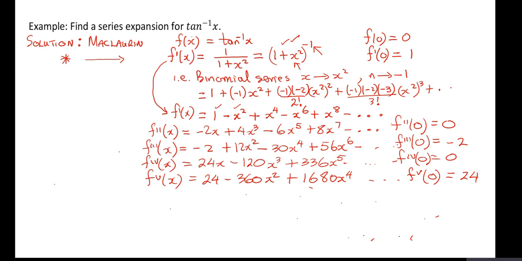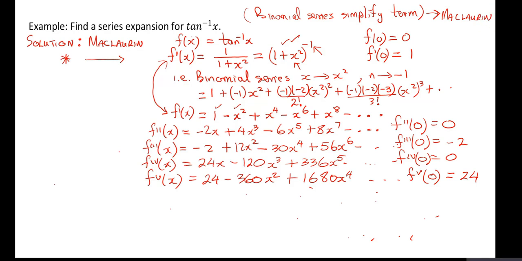Now, what do I do with this? Remember that I used a binomial series not from the original term, but from the first derivative. So I first used a binomial series to simplify the first derivative. Now I'm going to use the formula for Maclaurin.